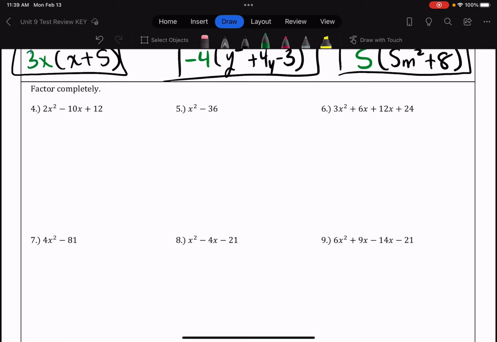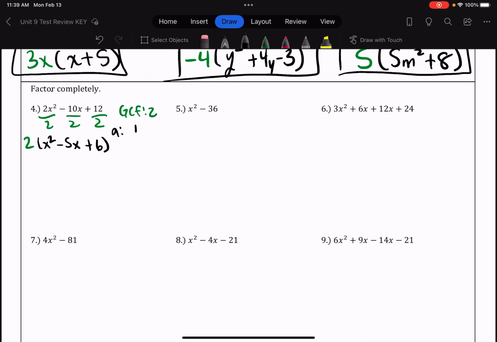I always need to look for a greatest common factor first. Looking at my lowest coefficient, I've got a 2, which means I can probably factor a 2 out of each of these terms because all 3 terms are even numbers. If I factor out the 2, I'm left with x squared minus 5x plus 6. So I know that my GCF is a 2. I'm going to save that for later.